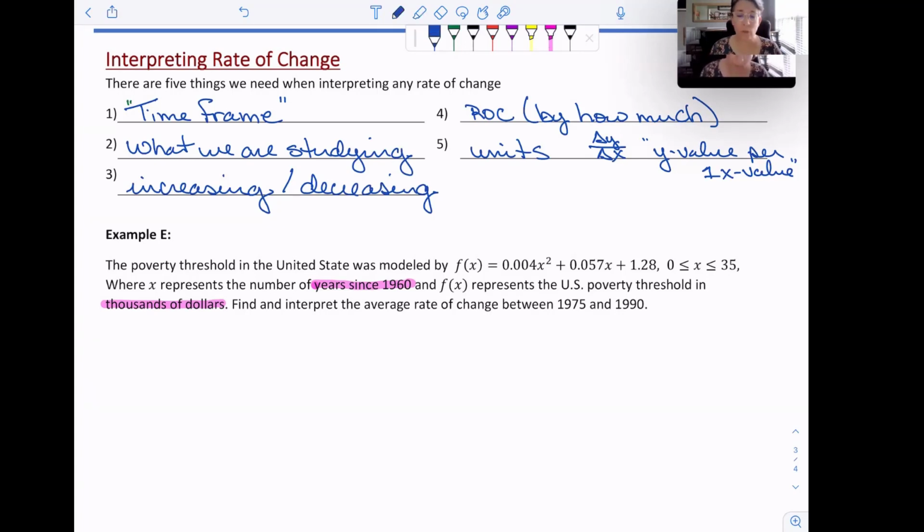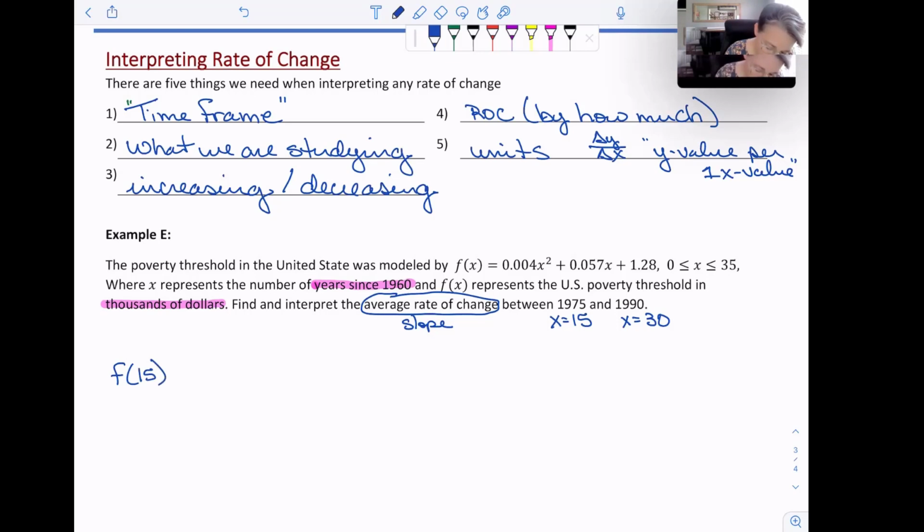So that means we need to figure out what those x values are. And again, when they say average rate of change, I want you to think slope right away. Rate of change, slope. So in 1975, that is 15 years after 1960. So that gives us an x value of 15. 1990 is 30 years after, so that would be x equals 30. So we need to find the slope. Remember, in order to find the slope, we need 2 points. Well, I have 2 x values. That means I need to find their y values. So we're going to plug them in.